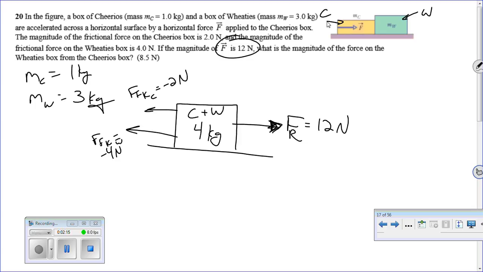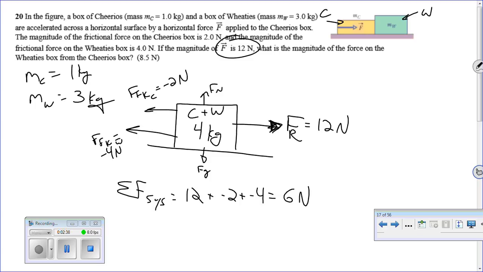Now, technically speaking, there are 2 other forces. There's a force of gravity and a normal force, but because those cancel, we're not going to worry about them. All right, so what I can do now is analyze my system. The net force on my system is the total of all the forces. So it's going to be 12 plus -2 plus -4. So you get a total of 6 newtons of net force.